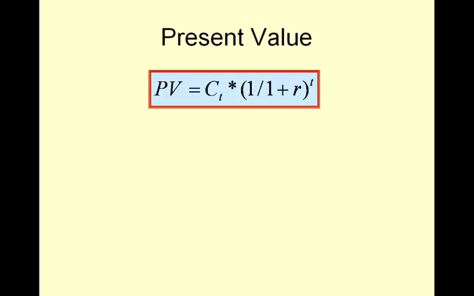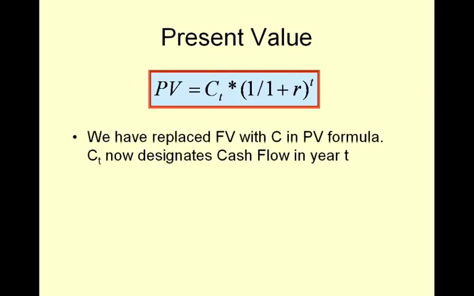We start with the present value formula that we introduced in the last session. Note that we have replaced the designation FV, or future value, with C in the present value formula, so that now C sub T designates cash flow in year T.